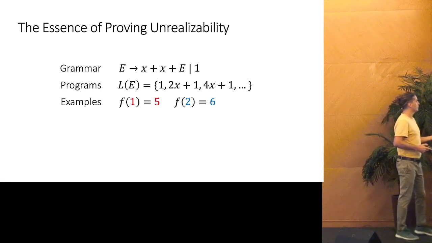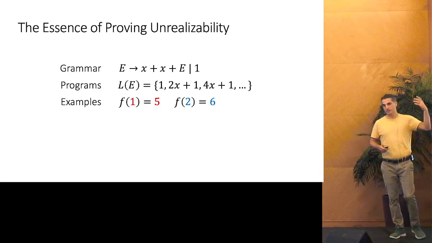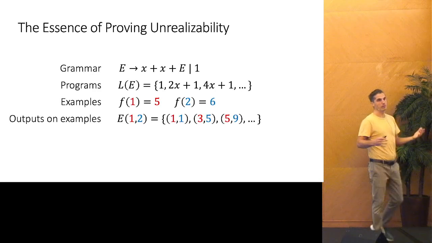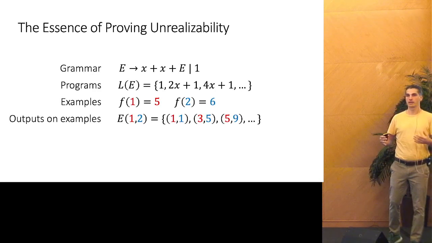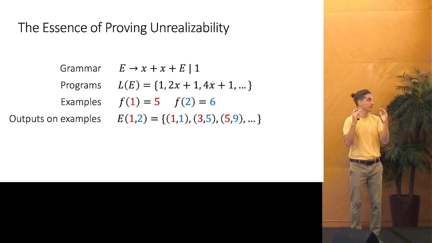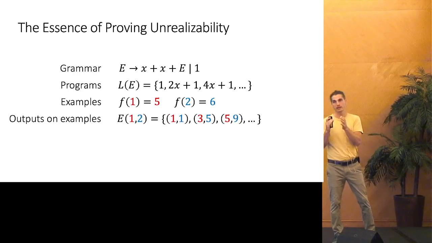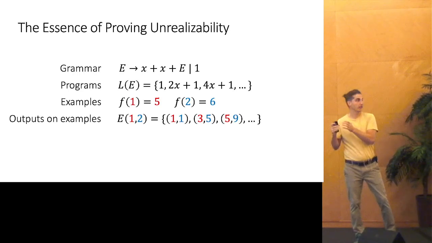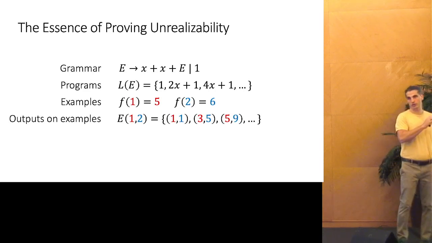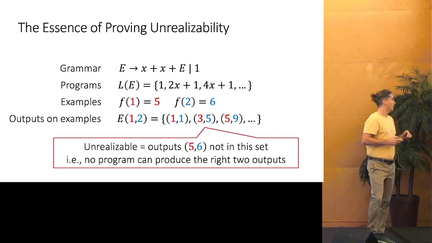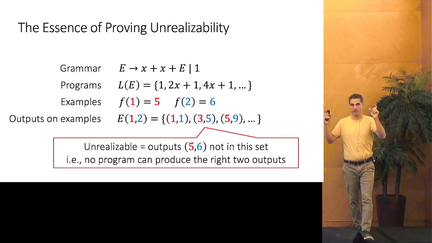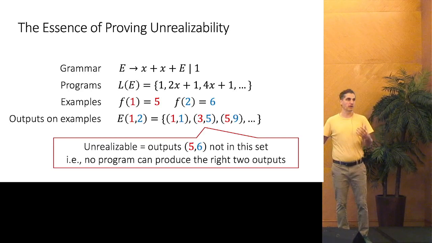And really what we are trying to do, if we have 2 examples, in this case, 1 maps to 5, 2 maps to 6, we are trying to reason about the set of possible outputs that every program in this grammar can produce on those inputs. So in this case, if I feed the inputs 1 and 2 simultaneously, I can get the output 1, 1 if I run the program 1, 3, 5 if I run the program 2x plus 1, and so on. Right? That's what I just showed you in the previous slide. And what I want to do is just check whether my output, in this case 5, 6, the 2 outputs are 5 and 6, is this one of the possible outputs that I can produce?